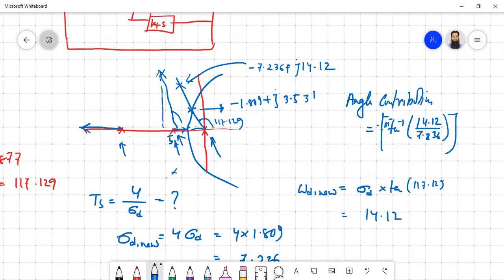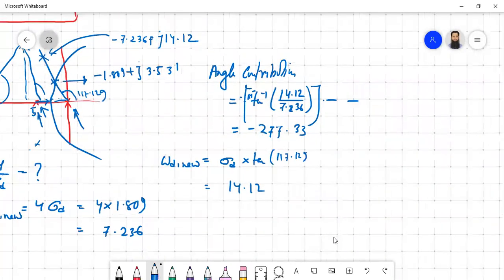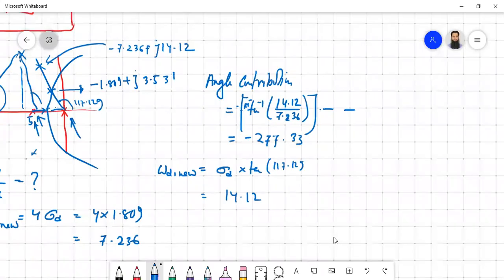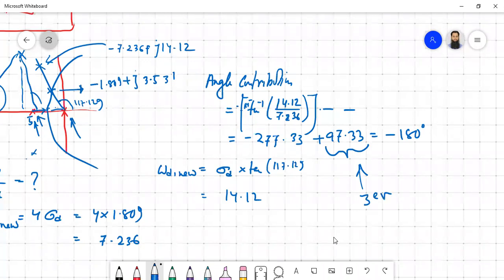So if the angle is more than 90 degrees, it is 180 degrees minus that angle. But if the angle is less than 90 degrees, then you can directly apply the tan inverse formula. If you apply it, then what we are going to get is minus 277.33. So additional angle contribution, because we know that the angle has to be plus or minus 180 degrees, isn't it? So with this one, if we add 97.33, then it will be minus 180 degrees. Then that particular point will be on the root locus. So this value has to be provided by the zero that we are trying to add.